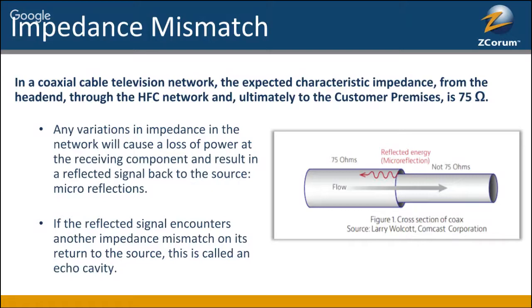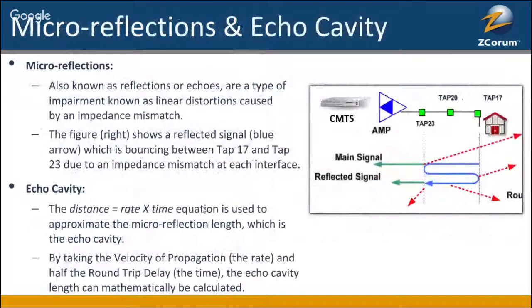Let's talk a little bit about that. Let's go to the next slide. So what will cause a microreflection? Anything from a damaged or missing end-of-line terminator, loose connector, loose center conductor seizure screw, unused tap ports that may not be terminated, kinked or damaged cable, damaged actives or passives. These types of things could cause microreflections.